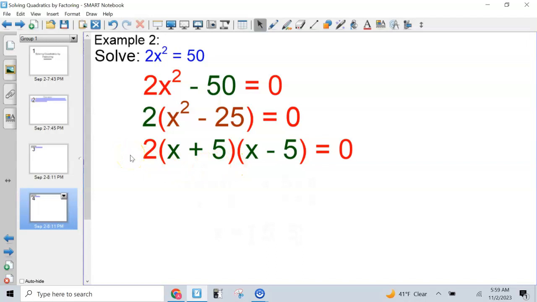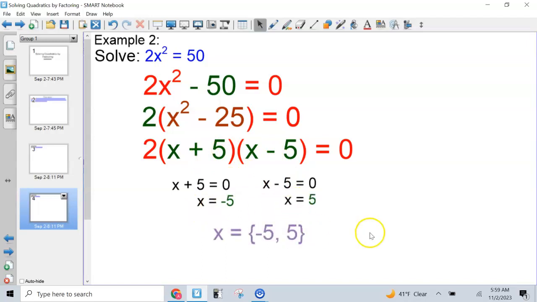Set each factor with x, so not this 2, but these two things, equal to 0. First one you solve by subtracting 5. Second one you solve by adding 5. Those are 2 answers. We have x equals negative 5 and positive 5. Because negative 5 squared is also positive 25 times 2 is 50. 50 equals 50, that's true. You can always check, but you don't have to.